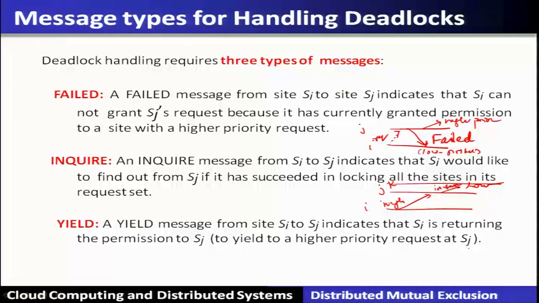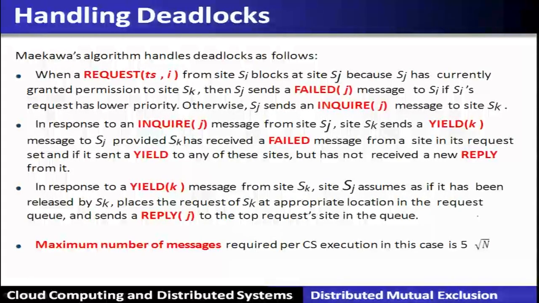then there will be a provision called the yield message. A yield message from site Si to Sj indicates that Si is returning the permission to Sj, to yield to a higher priority request at Sj. For example, after inquiring, it has identified that Sk has not succeeded in getting all the locks. Then Sj will take the action: it will yield the lock. That means it will take the lock back from Sk and give it to a higher priority process using a yield. So, in this way, a lower priority process is broken out from the circularly waiting set of sites using these three kinds of messages: failed, inquire and yield. Let us see how this all happens inside the algorithm.